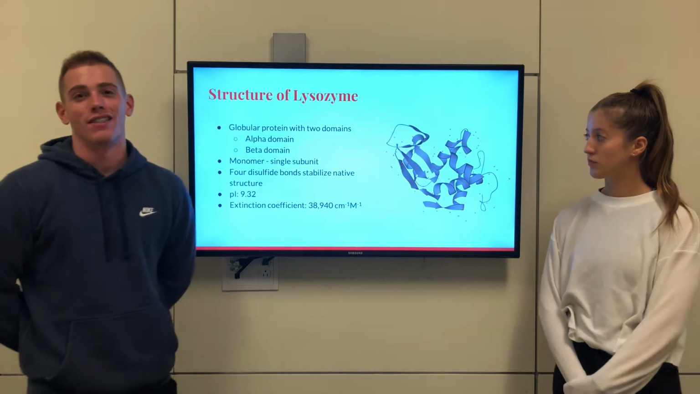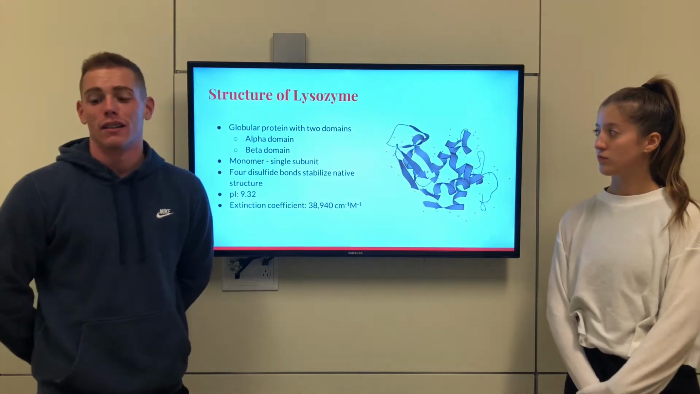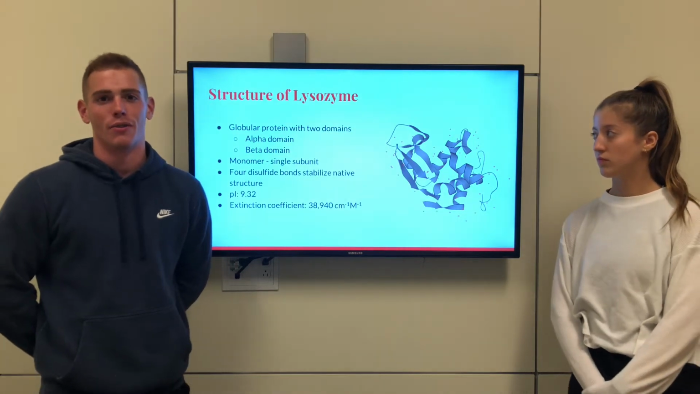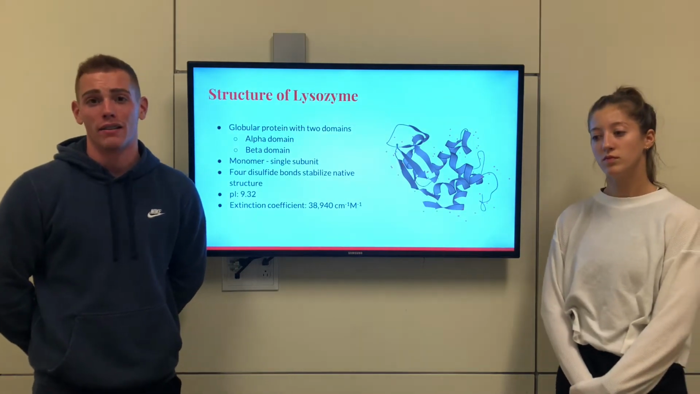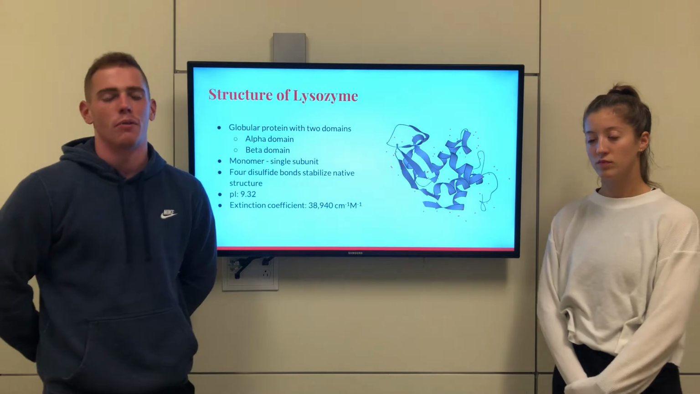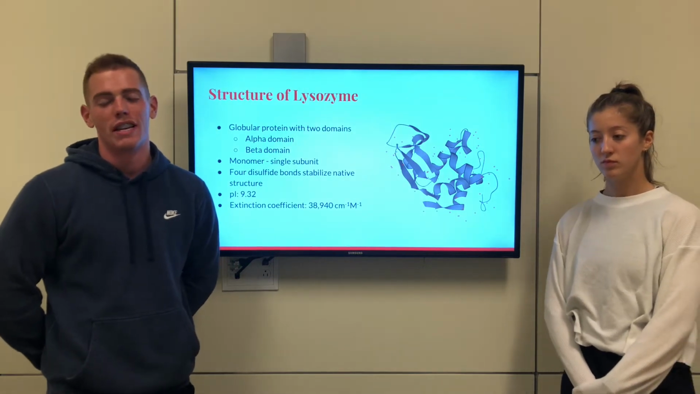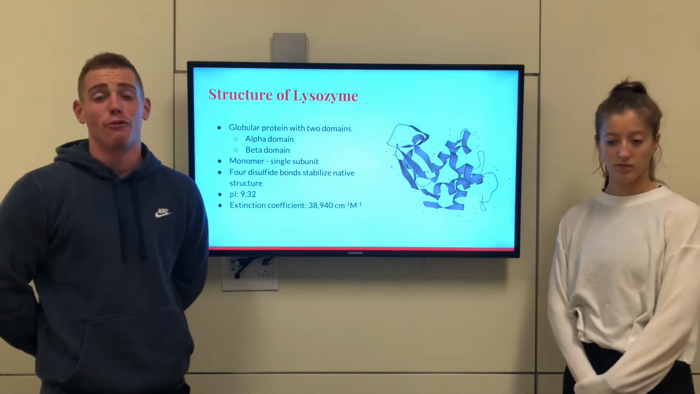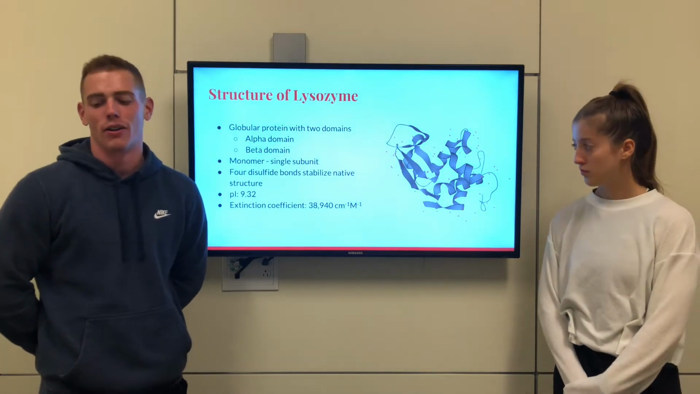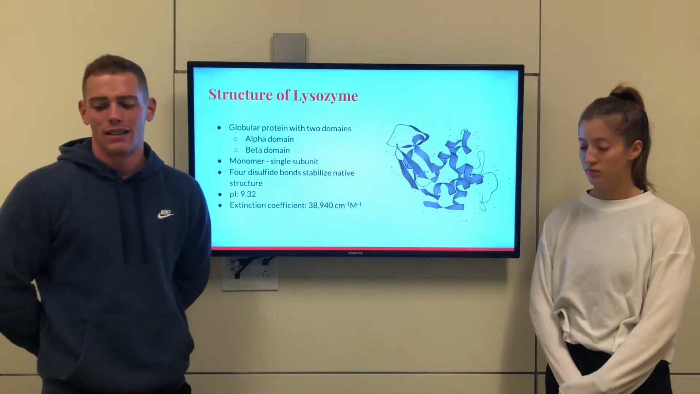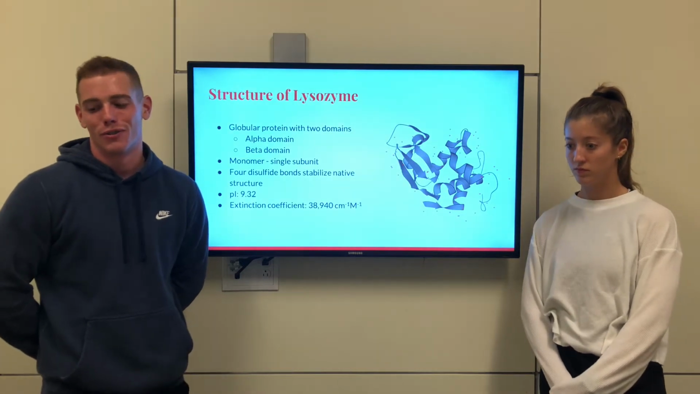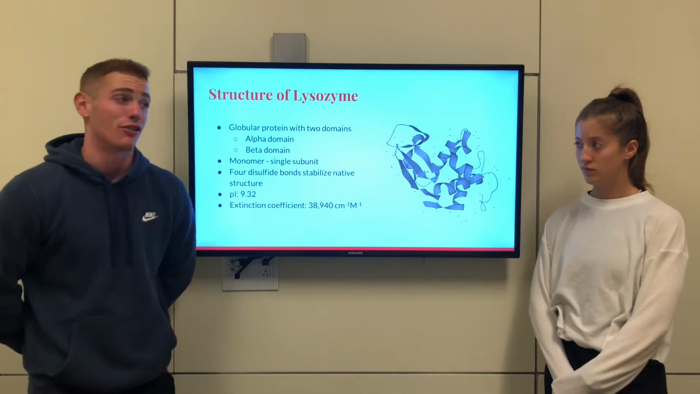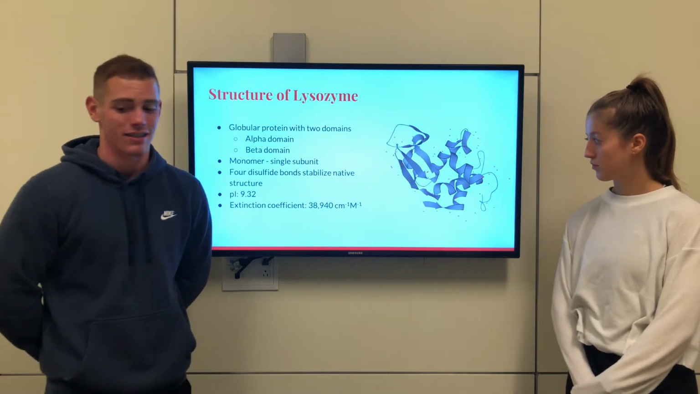So the structure of lysozyme, it is a globular protein that is a monomer, so it has just one single subunit. It has two main domains though. It has the alpha domain, which is from the amino acid residues 1 to 38, and then from 86 to 130, and it's made up of 4 total alpha helices. But it also has the beta domain that is located between the amino acid residues 39 to 85, and it has a significant beta sheet structure, as you can see in that picture over there on the left-hand side.